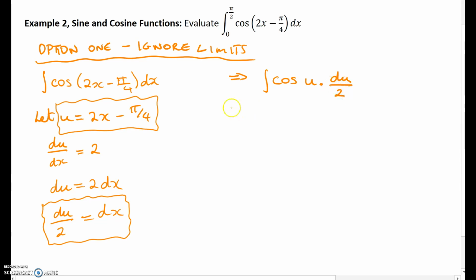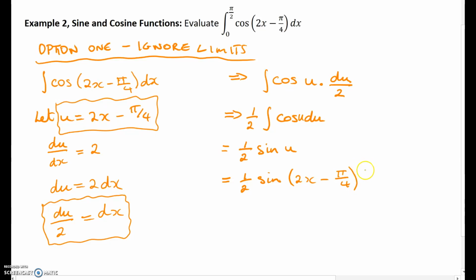Now we're going to pull out that 1/2. So it's going to be 1/2 the integral of cosine u du, and the integral of cosine is sine, positive sine. So this is going to be 1/2 sine of u. Now normally we would put in the plus c here, but because we're going to reintroduce limits, let's not do that this time. So it's going to become 1/2 of the sine, now reintroducing the x, of 2x minus pi over 4.